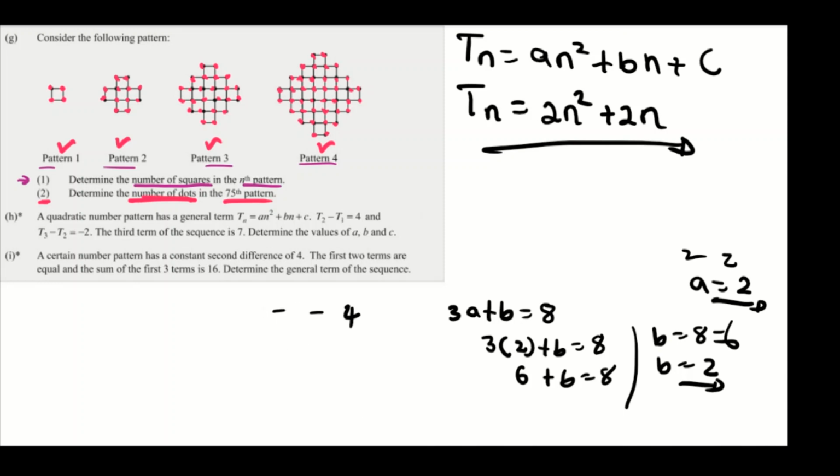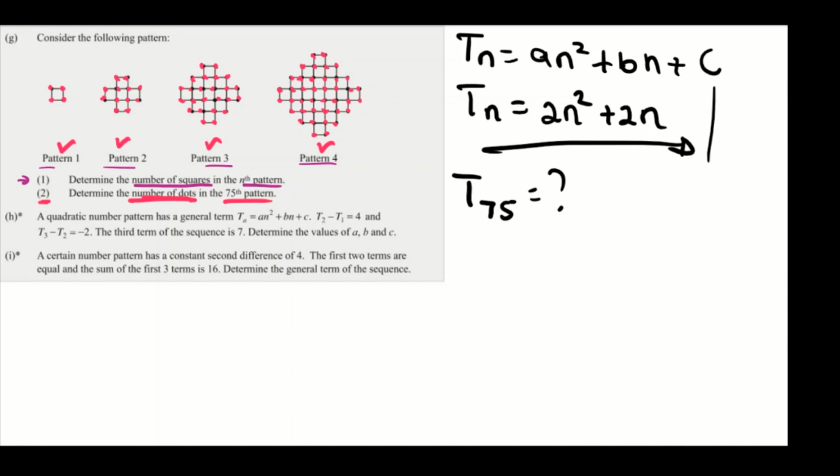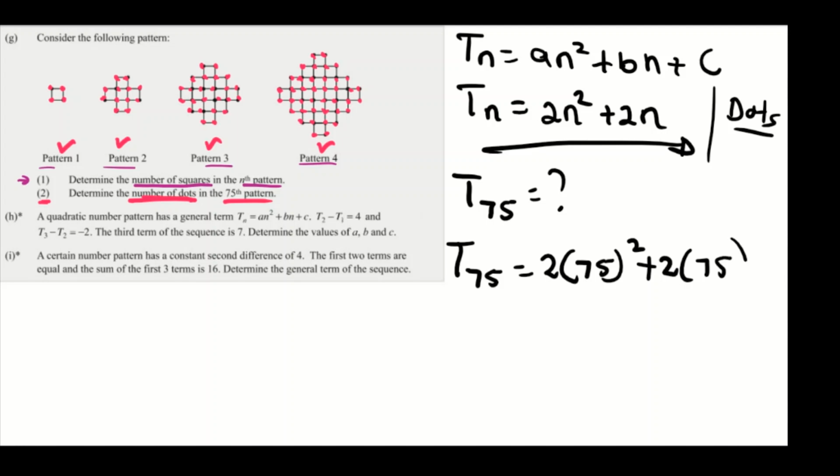Now remember, the part of the question says we need to find T of 75. Since this is the equation for dots, we're going to substitute 75 for n. So T of 75 is equal to 2 times 75 squared plus 2 times 75. Punching that in, your answer is going to be 11,400. This should be your final answer for this problem.